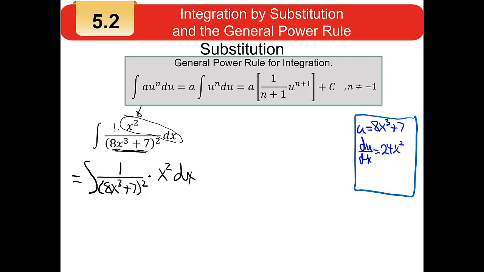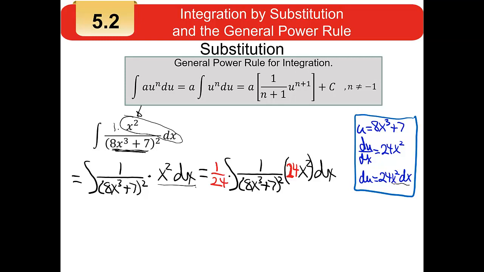Having done that, I can calculate the derivative. That's 24x squared, so du is 24x squared dx. Well, look, I have the x squared dx, but I don't have the 24. So that means I can adjust as long as I'm off by a constant. So I put the 24 in, as long as I multiply by 1/24 on the outside. Having done that, I can substitute. I get 1 over u squared, and then the rest of it becomes du. So that gives me an integral of 1 over u squared multiplied by 1/24.